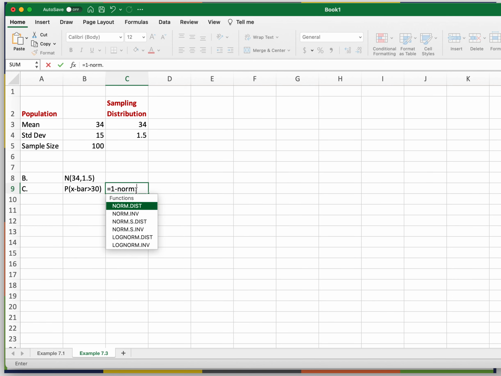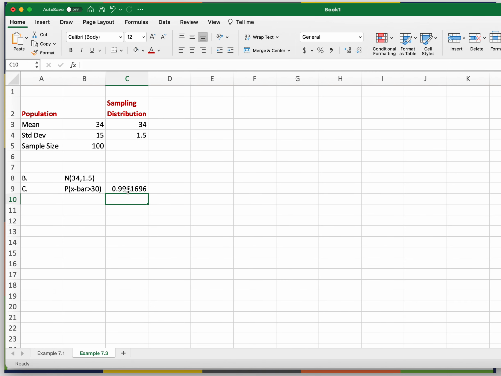So we have norm dot distribution. And what do we have? We want 30, that's the magic number there, comma 34, comma standard deviation 1.5, comma 1, boom, 0.9962. What's part D asked for?